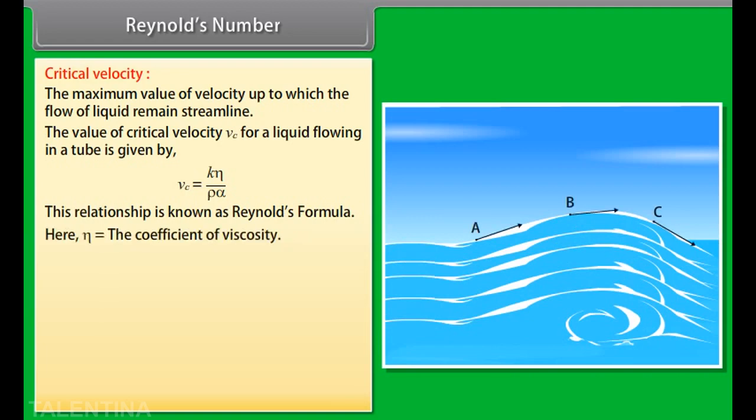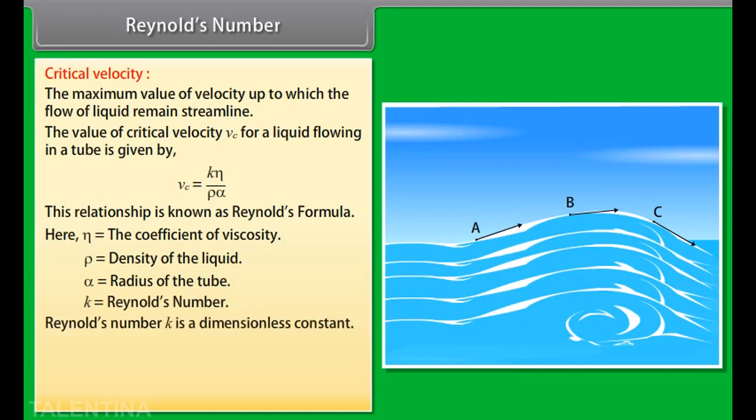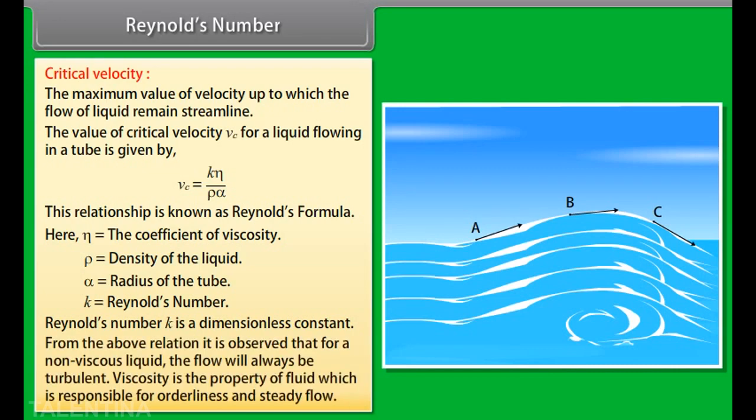Here, eta is the coefficient of viscosity, rho is the density of the liquid, alpha is the radius of the tube, and K is Reynolds' number. Reynolds' number K is a dimensionless constant. From the above relation, it is observed that for a non-viscous liquid, the flow will always be turbulent. Viscosity is the property of fluid which is responsible for orderliness and steady flow.